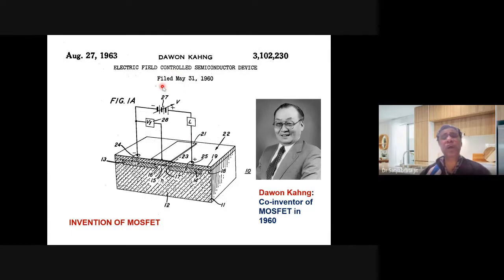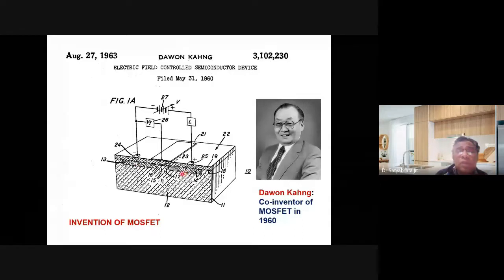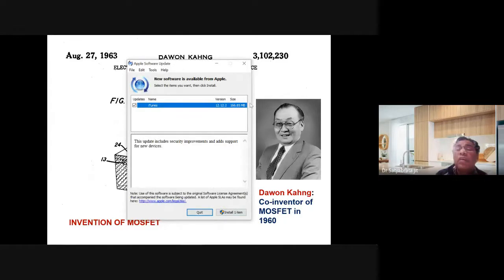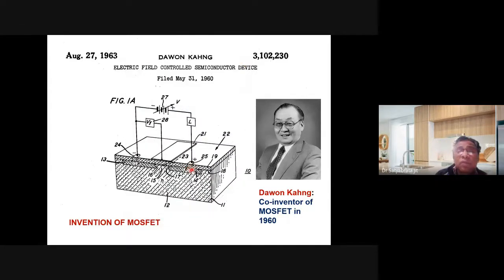Another patent was also filed, by Dawon Kahng, on May 31st, 1960, and he used almost a similar structure. Here is a p-type region, another p-type region, and he took this one as an n-type semiconductor, and the p region was obtained here. Now this region was an oxide region, SiO2, and by making a hole, an electrical contact was made to the p-type side, and there is another contact made here, right? And the metal, that is the gate, was deposited here over the oxide.